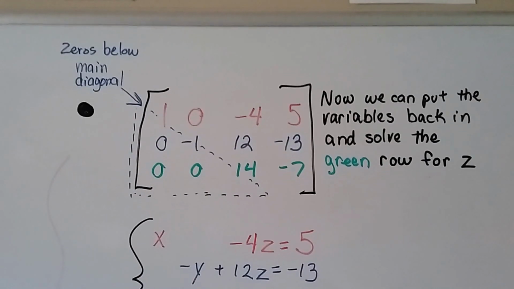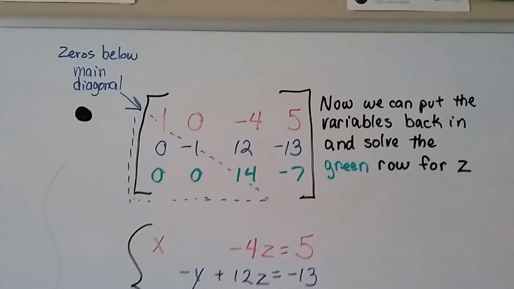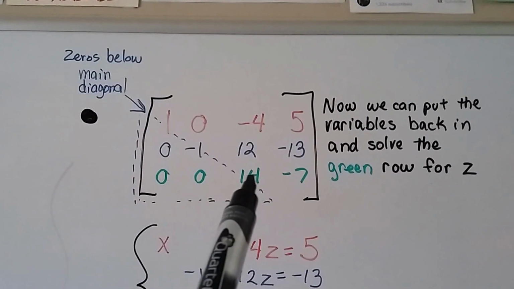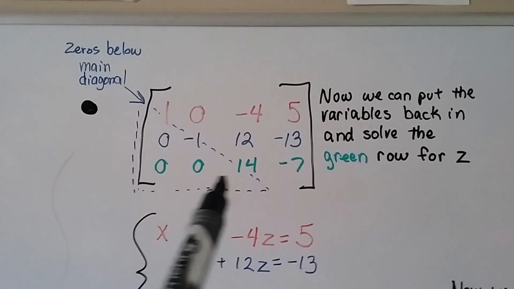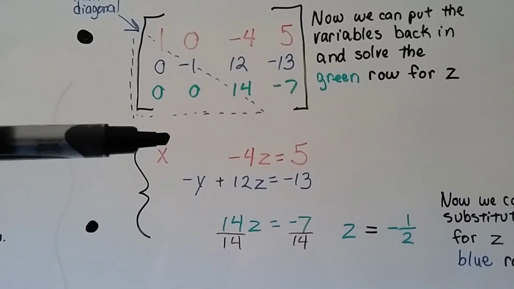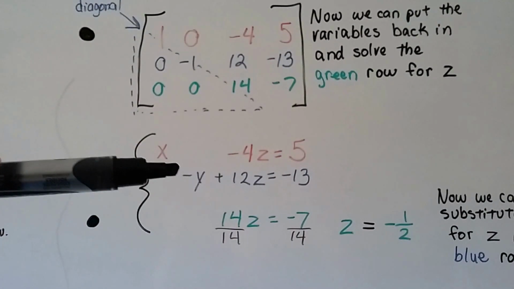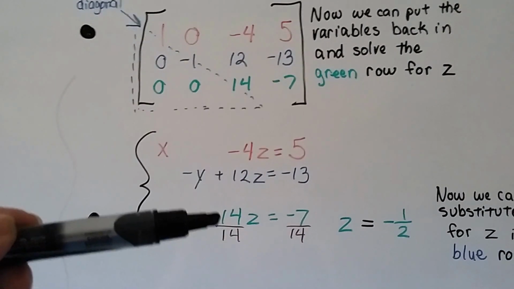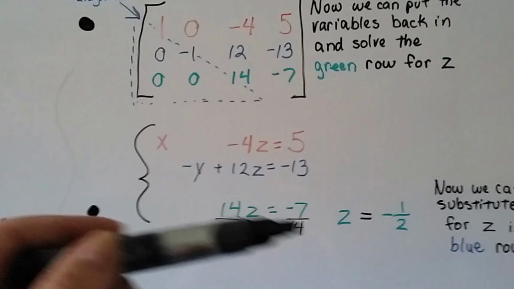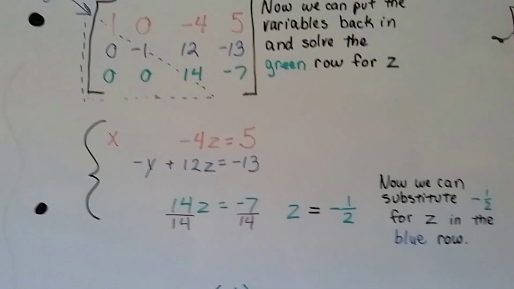We've got zeros below that main diagonal, and now we can put the variables back in and solve the green row for z. Because look, there's no x, there's no y, we're just at z. So we've got this as our red equation with the variables back in it. This is our blue equation with the variables back in it. And this is our green equation with the variables back in it. We just have 14z equals -7. We can divide both sides by that 14 and get that z is equal to -1/2.